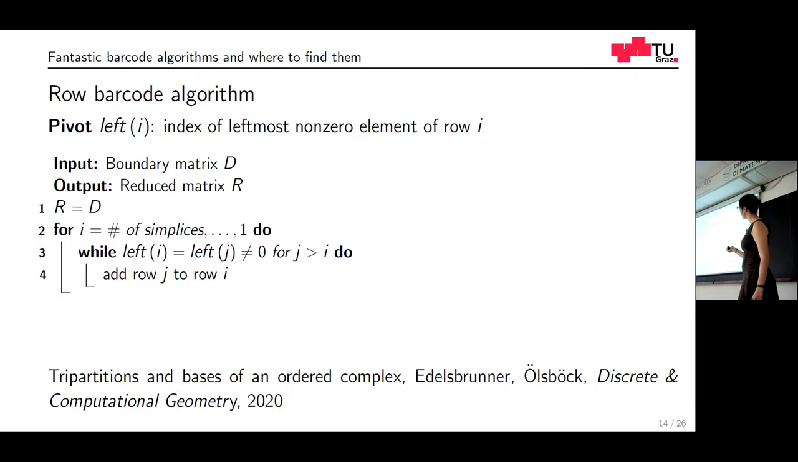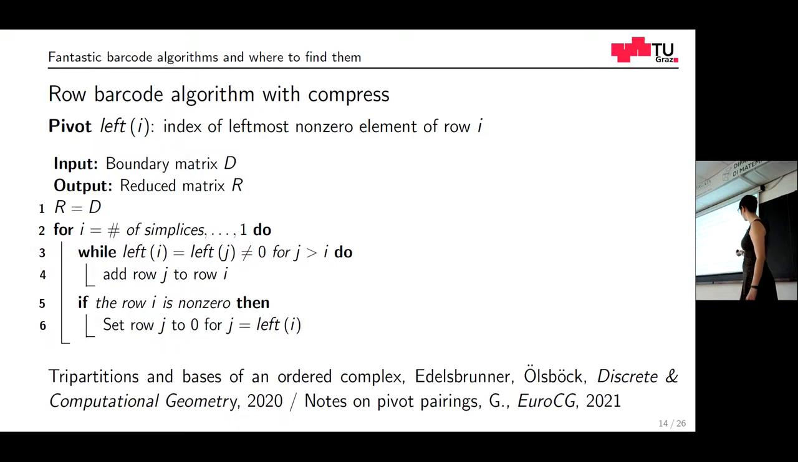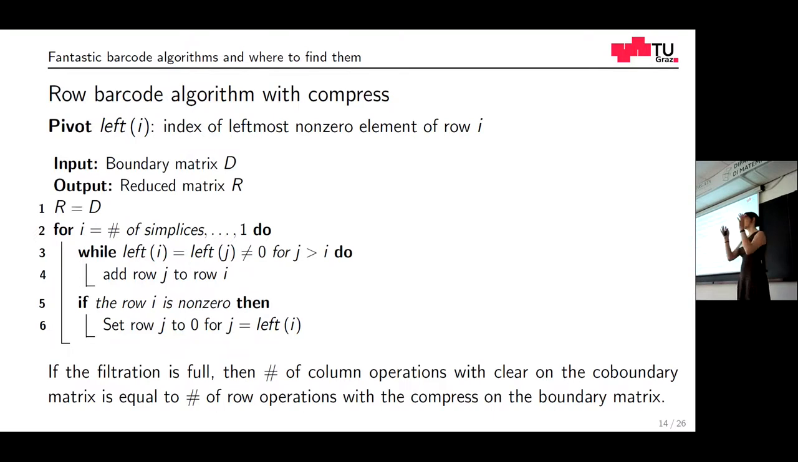This is the basic algorithm that appeared here, and slightly later, I wasn't aware of this paper when I worked on the pivot pairing, but still, the observation is that you can put the compress here, you can add it here, and then you're really dualizing. It's really the same thing. If you do column operation with the clear on the anti-transpose, you get the same number of operations as if you do row operation compressed on the original matrix. So this lack of symmetry that was disturbing the mathematicians was not a lack of symmetry. It was that there were three things that needed to be dualized, and we were dualizing only two of them.